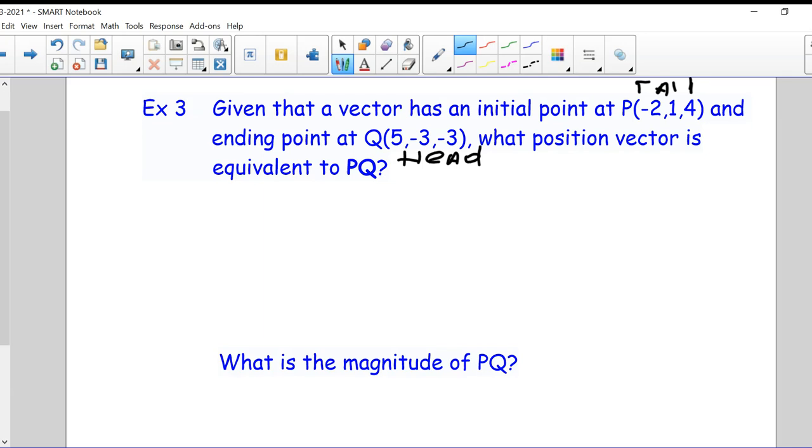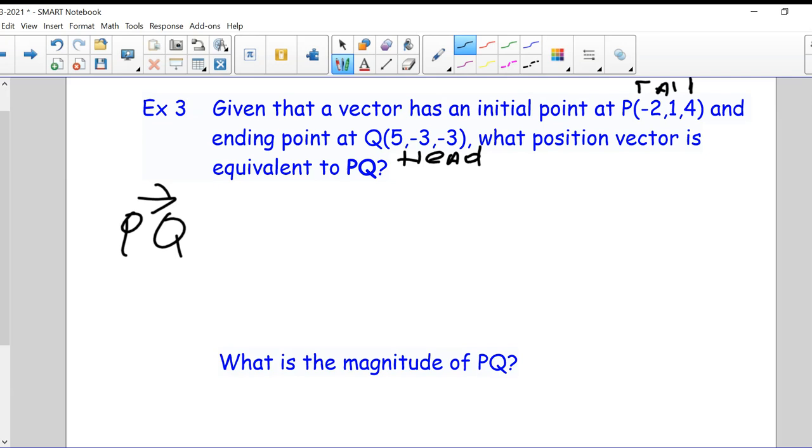So tell me, folks, I am trusting you that you know this. What would the position vector be that runs from P to Q? Tell me how I'm going to do that. I want the PQ vector. Think about how we did this in 2 space, because it's exactly the same thing. We're going to do it in 3 space.